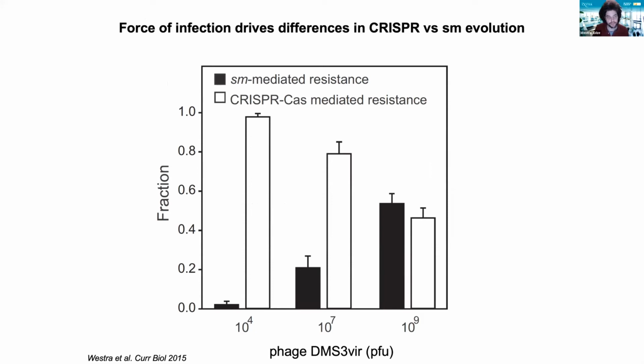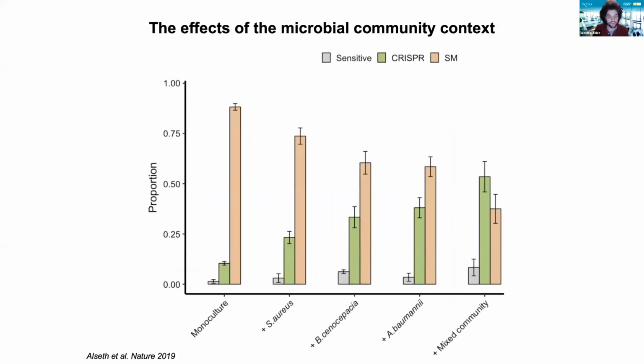But it's not just about phage densities. We found that also the microbial community context has a very important impact on the type of resistance that bacteria evolve. Okay, so look at the green bars here. That is the amount of CRISPR immunity that evolves. In monoculture, we run infection experiments where we just infect Pseudomonas aeruginosa. But then if we add other important human opportunistic pathogens to these infection experiments, we find that some of them can cause a massive increase in the evolution of CRISPR immunity.